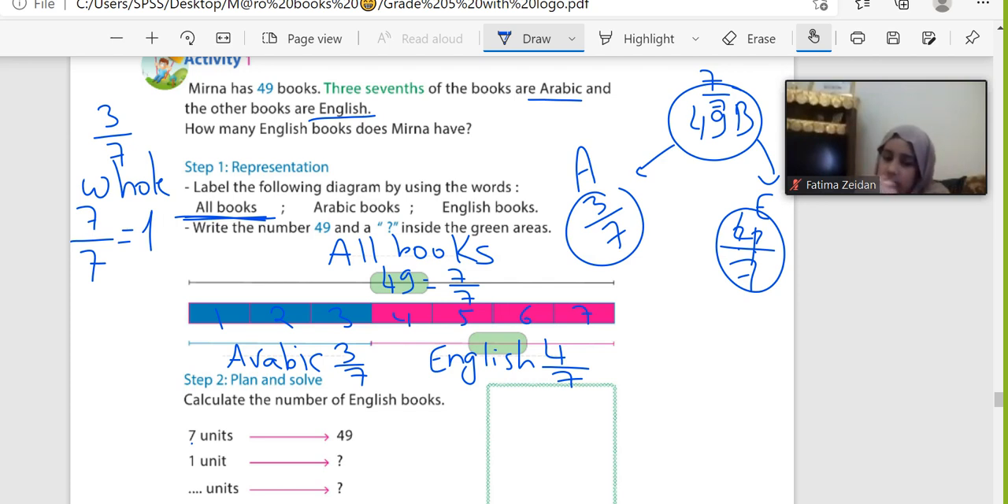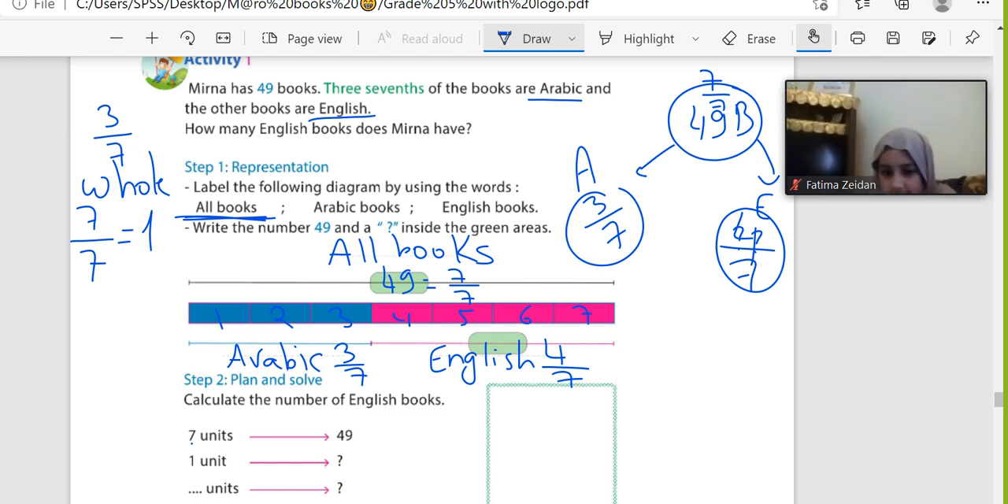You will go to the supermarket and you will buy cheese. 2 cheese cost $14. The 1 costs what? 7. What did you make? I make 14 divide by 2. Here, the 7 gives me 49 of the 1.